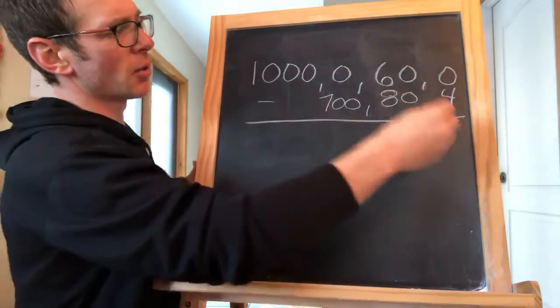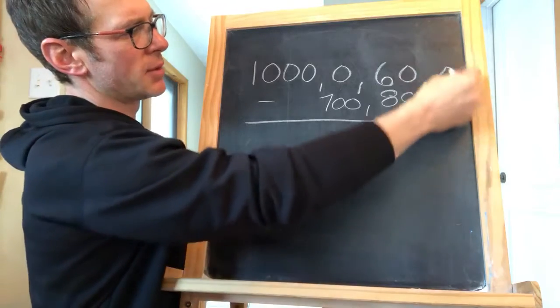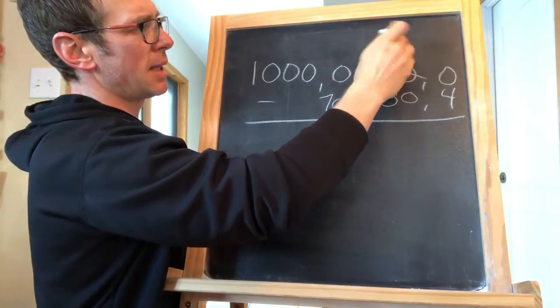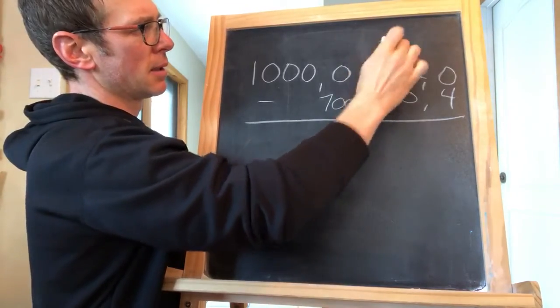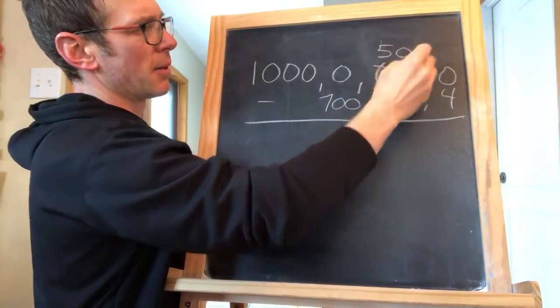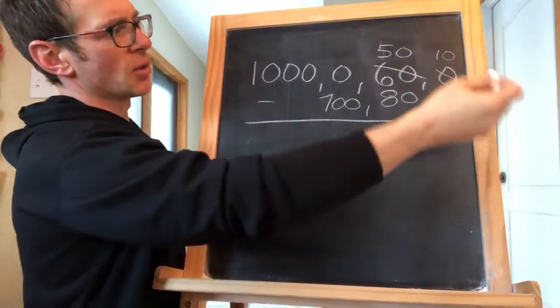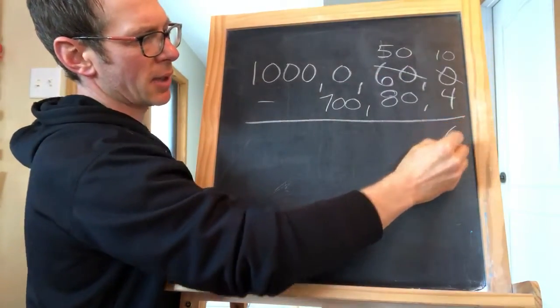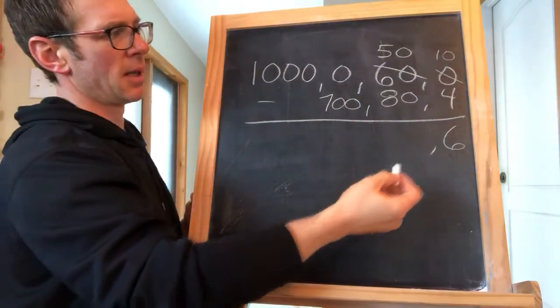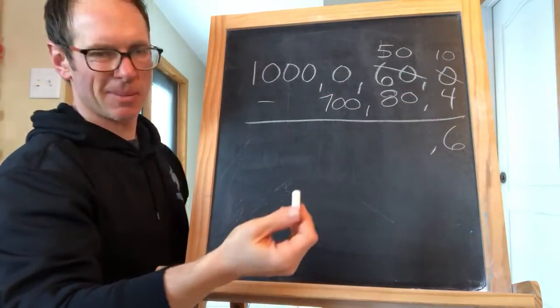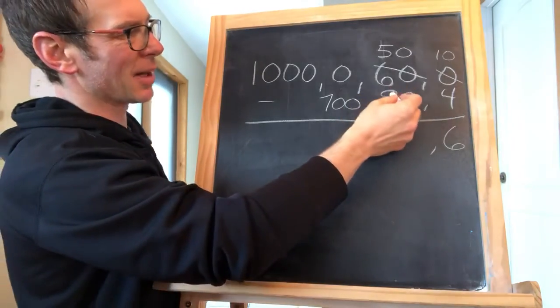All right, starting over here with the ones place, I have 0 minus 4. So I'm going to redistribute a little bit. I'm going to take 10 from here, that's going to leave 50. I'm going to move that 10 over to this spot right here. All right? So now we have 10 minus 4 is 6. Okay, so we've taken care of the ones place. Over here we have 50 minus 80. Well, that's going to be a bit tricky. We're going to have to borrow.